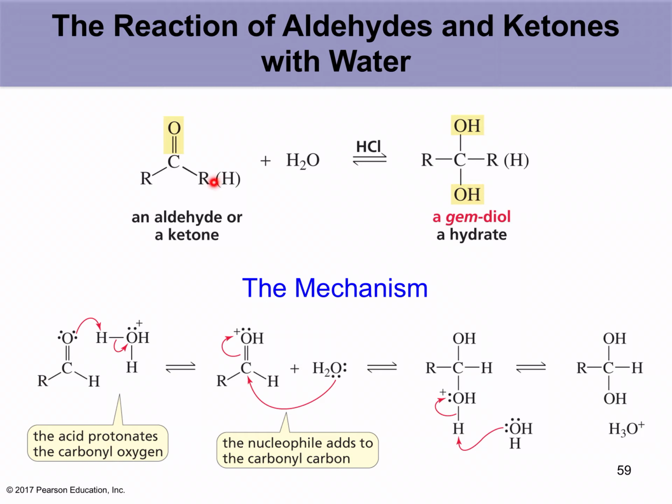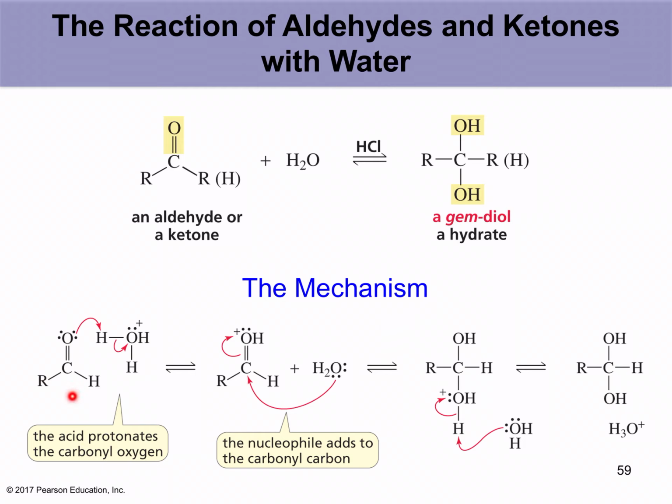If you started with the aldehyde, this would remain as an H here. If you started with a ketone, the two groups are going to be alkyl groups. We call this a gem diol. Gem, or geminal, means the two groups are on the same carbon. Or we can call it a hydrate. So we call it a hydrate or a gem diol. And this is the mechanism, lovely mechanism over here.